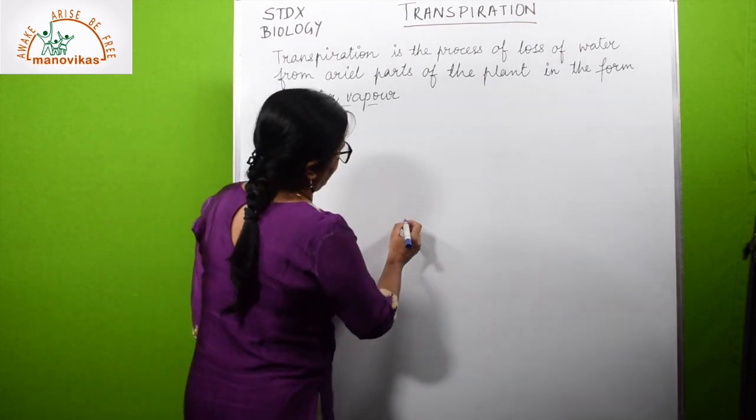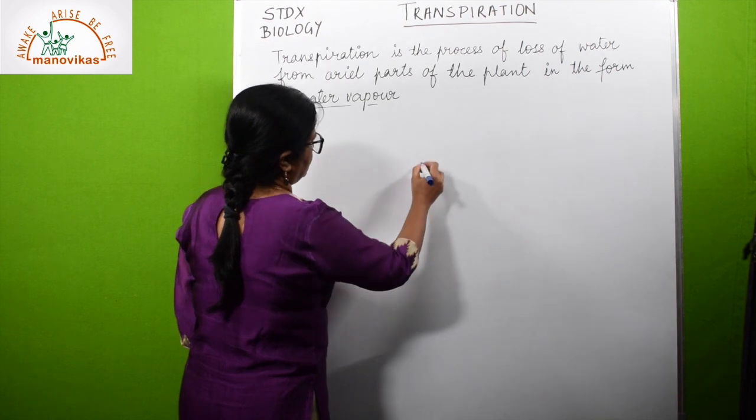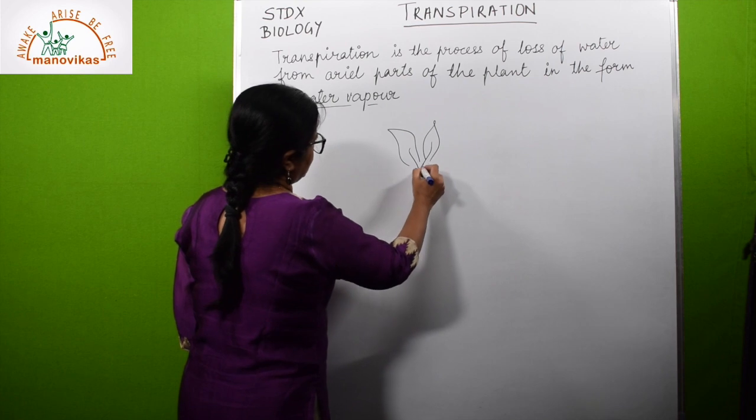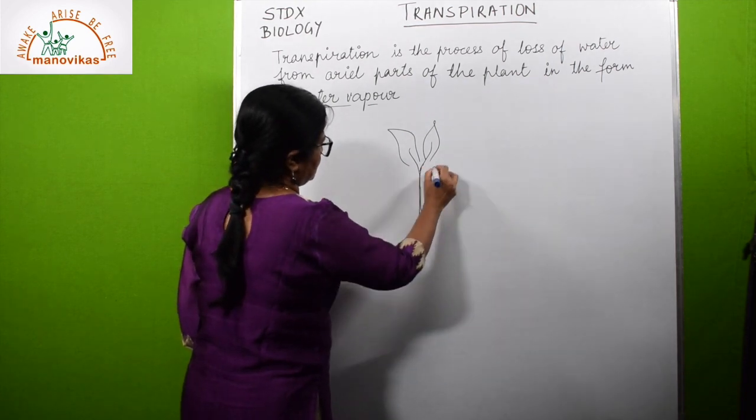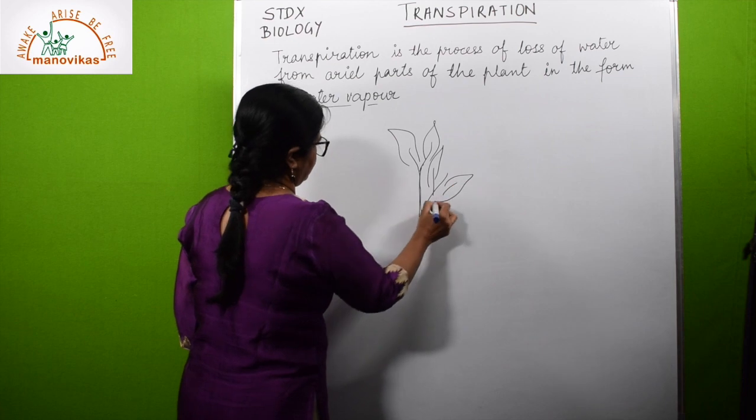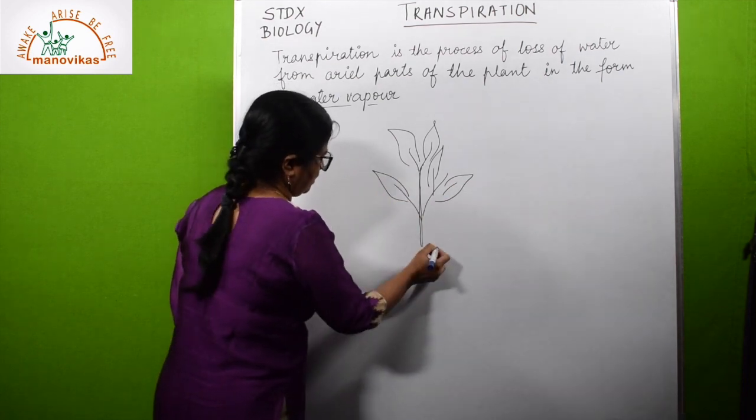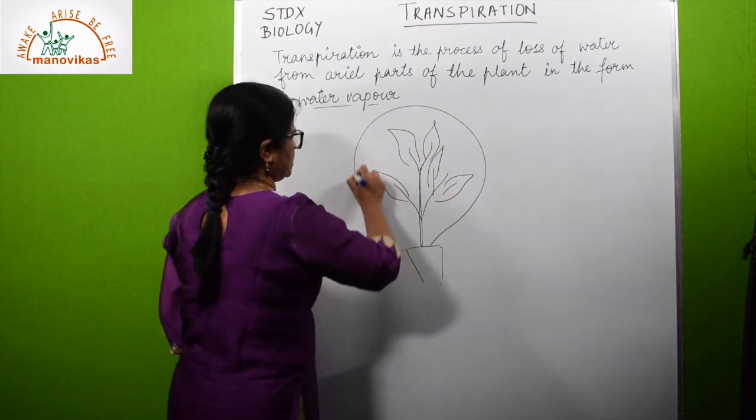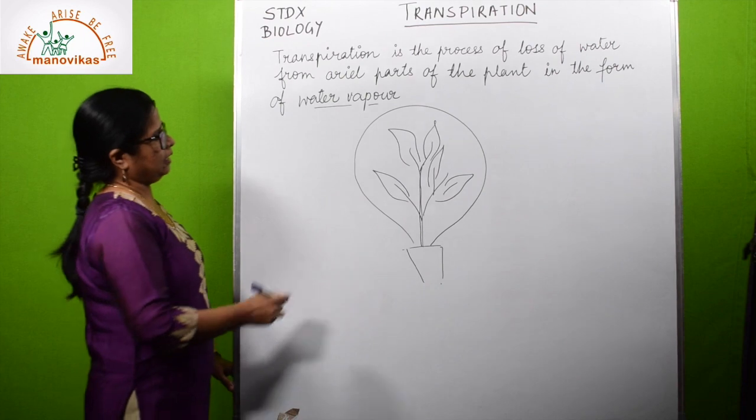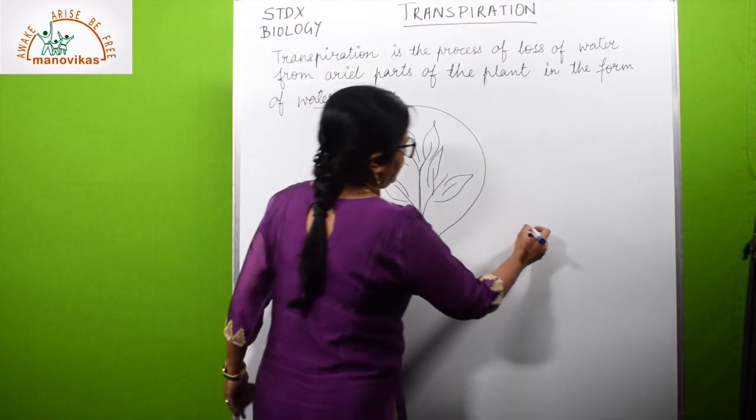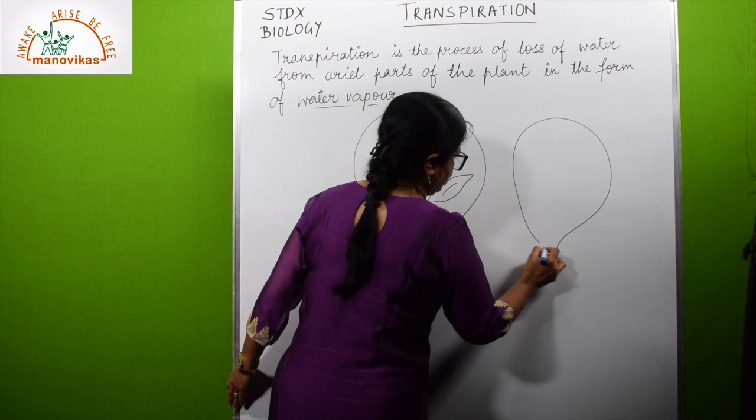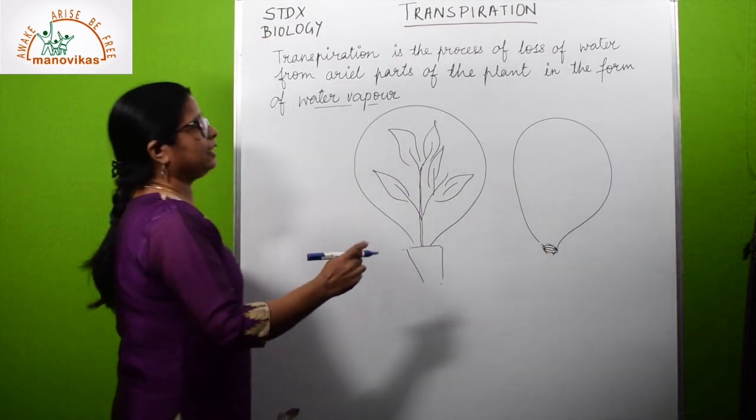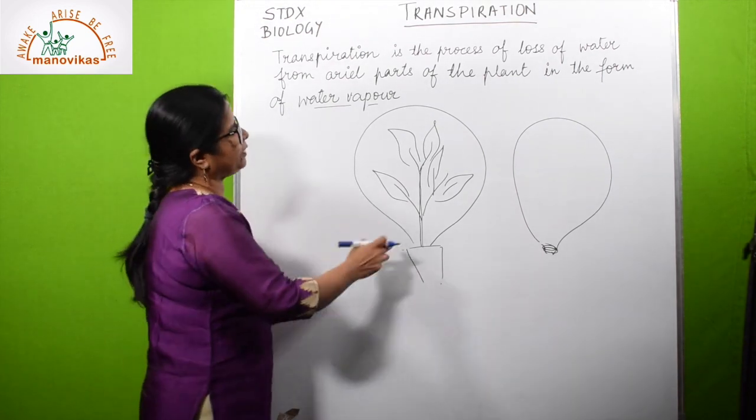Now let's say I take a potted plant. Suppose this is a potted plant here, leaves, and it's in a pot, it's growing in a pot. So I put a polythene bag around this here. And in another place I take just an empty polythene bag. Now whenever we do this kind of comparative study, what do we say? We say that we are using a control so that we can understand.